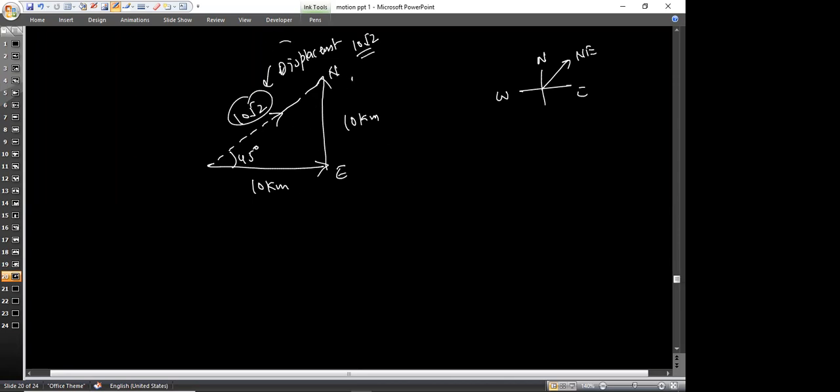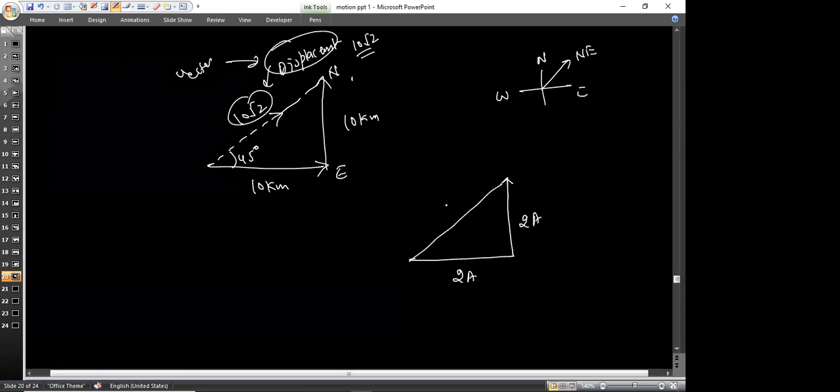So this is a vector quantity. But in case of current, if 2 ampere current flows in this direction, 2 ampere current flows in this direction, and 2 ampere current flows in this direction, the net current will be 4 ampere.